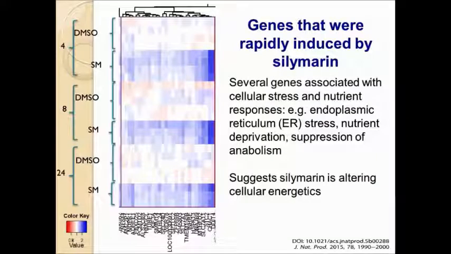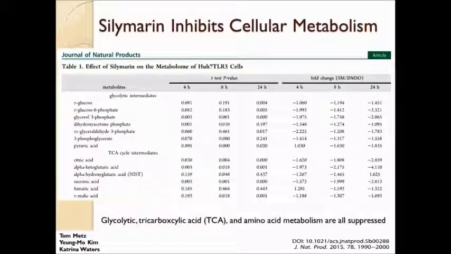This is just a blow up of a section of the genes that were rapidly induced by silymarin. Our bioinformatics collaborators and Erica figured out that there were several genes associated with cellular stress and nutrient responses. For example, the response at 4 hours was indicative of ER stress because transcription factors like ATF4 were activated. It was also predicted to look like nutrient deprivation or suppression of cell growth or anabolism. So these data suggested that silymarin was altering cellular energetics.